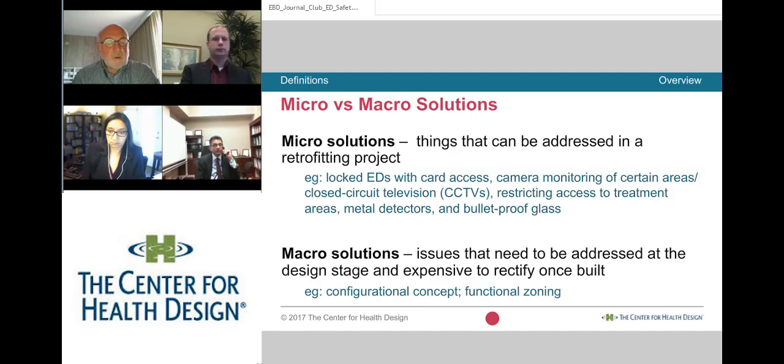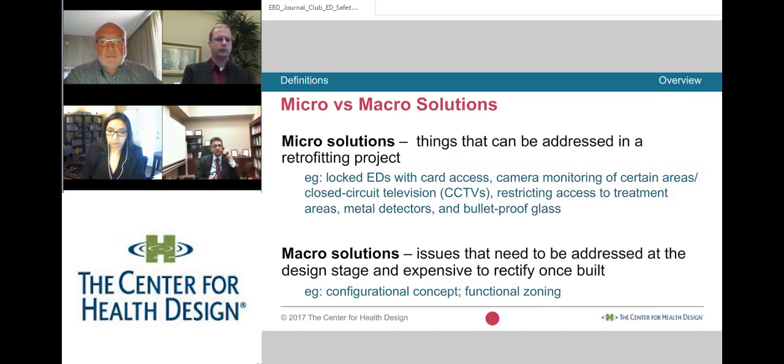Whereas macro solutions are things that need to be handled at the early design phase, because once built, they are very difficult to change, pretty much almost impossible, or it may cost a lot. So those are things like configurational concepts and functional zoning.